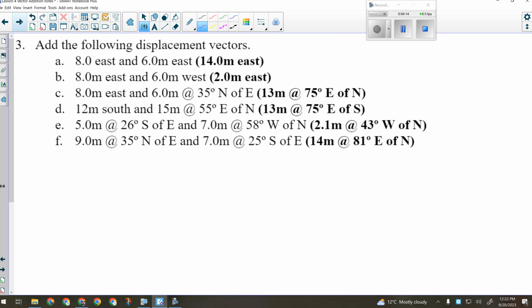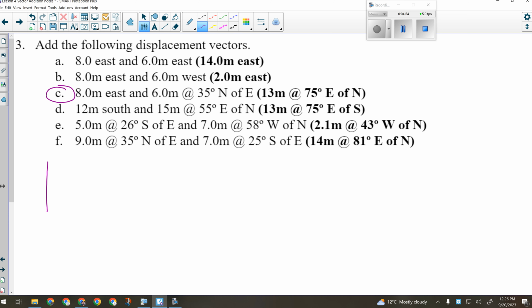I want you guys to try C. 8 meters east and 6 meters at 35 degrees north of east. This one's going to require a vector diagram, finding vector components, putting those components together, Pythagorean theorem, finding the angle. All that stuff we worked on yesterday, but that is an exam level question. It's like the question you're going to have on your quiz tomorrow.